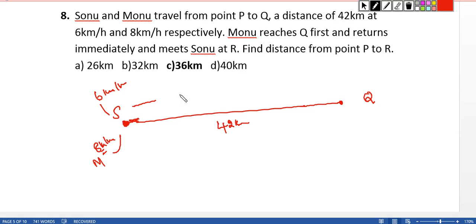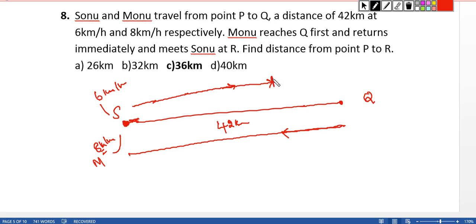So what happens is that Sonu keeps on traveling, but since Monu is the quicker guy, he just goes zoom here and then he returns back, and they meet at some distance. So Sonu is right here and Monu comes back and he meets him right here. So find the distance from point P to R. So this is going to be R, so this is P, right? So what's this distance P to R? That's what we need to find out.